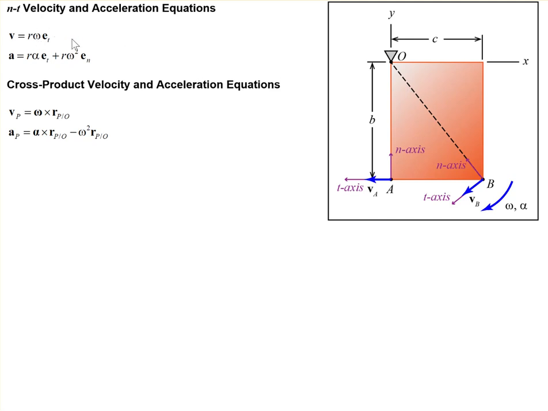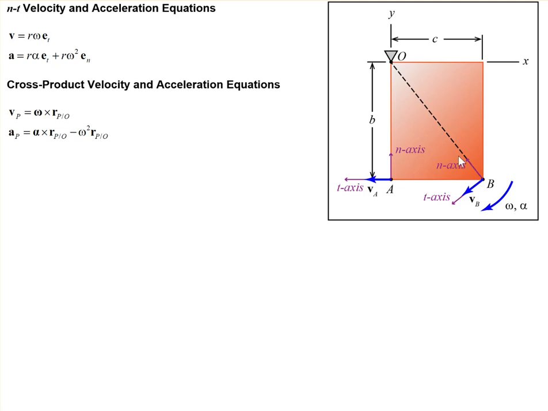All right, we have two versions of the fixed point rotation equations, one the nt, one the cross product version. So which should we use? What's going to be easiest? Well, in general, the nt is easiest because you don't have to take a cross product. But here in the figure, at point A, we can say n is in the same direction as y. So if I get the velocity and acceleration in terms of the nt, that won't be hard to switch. And the t is in the negative x. So they correlate very well.